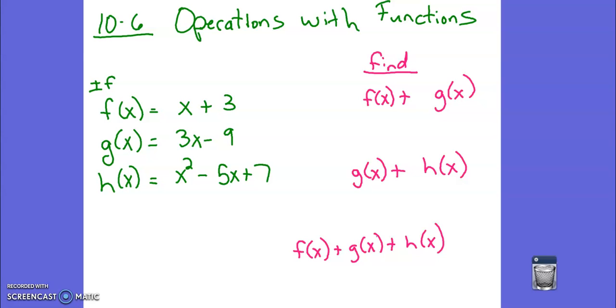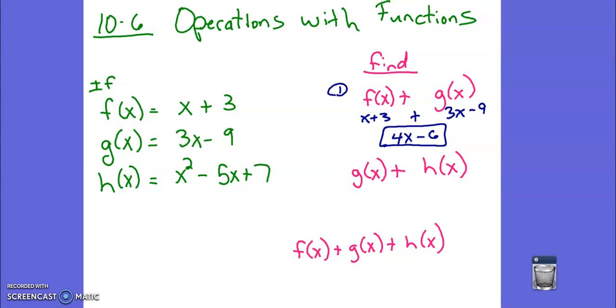Here's the first one. I have f of x plus g of x. So literally you take f of x, which is x plus 3, and g of x is 3x minus 9, and we're adding them together. It's really just adding like terms. So we're going to get 4x and then minus 6. That's what happens when you add those two functions together.